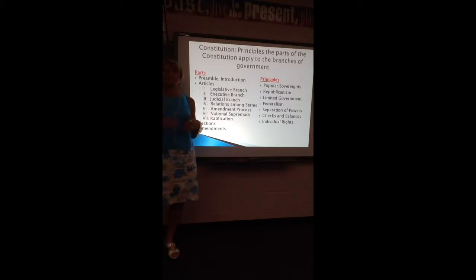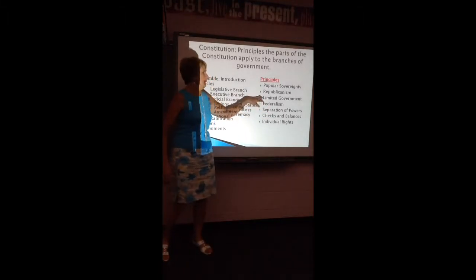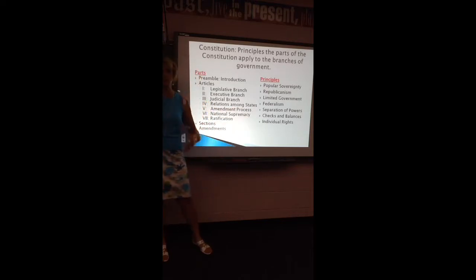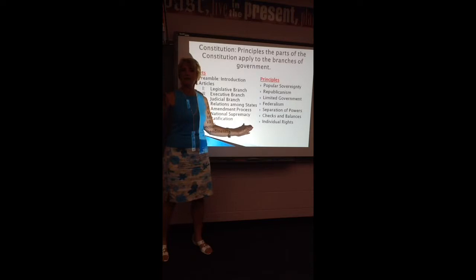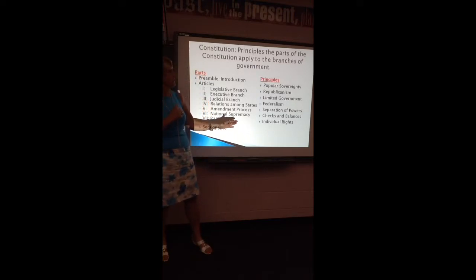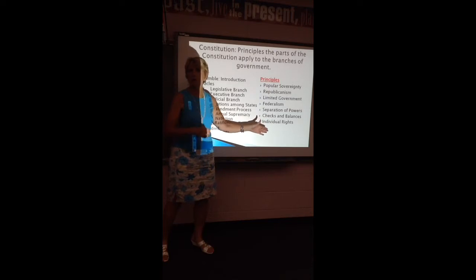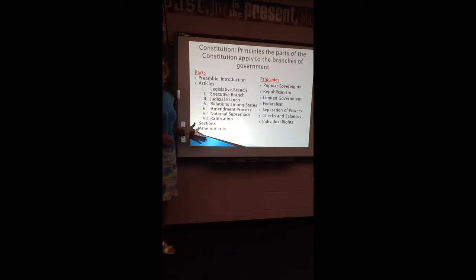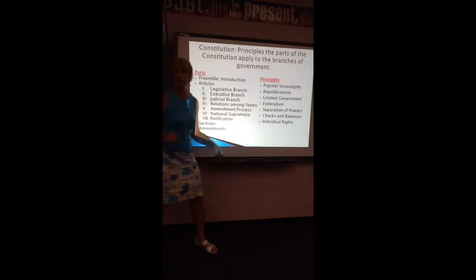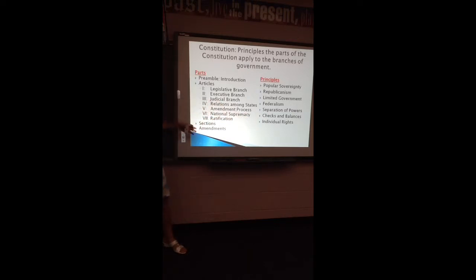From those writings came certain principles like republicanism, limited government, federalism, separation of powers, and checks and balances. These are the principles that came from those writings on the previous slide. When they met, they took these ideas and asked, how can we make these ideas a part of our government? As they worked through that, they came up with this. These are the parts of our Constitution that establish and create the government. Our government is based on these thoughts and principles, so it's these principles that drive the formation of our government.